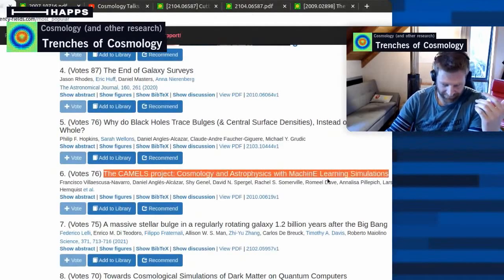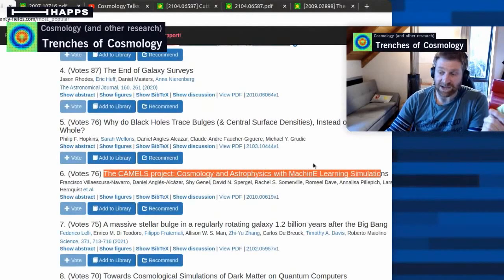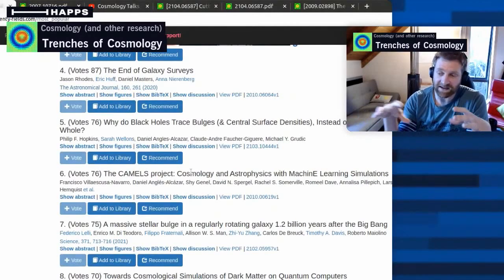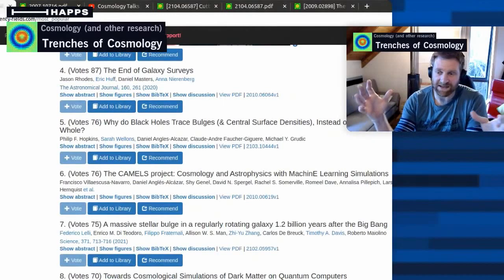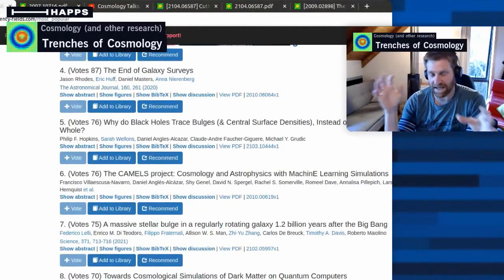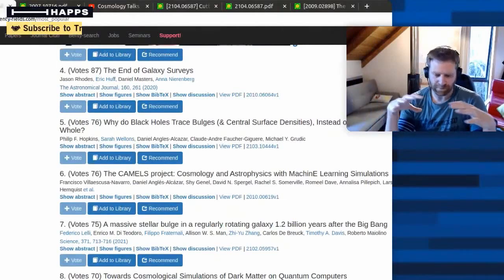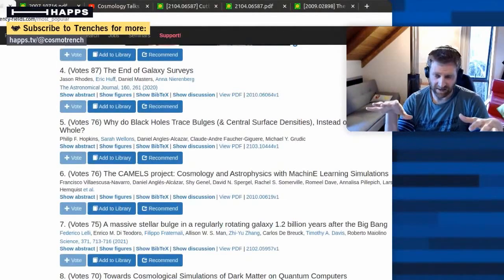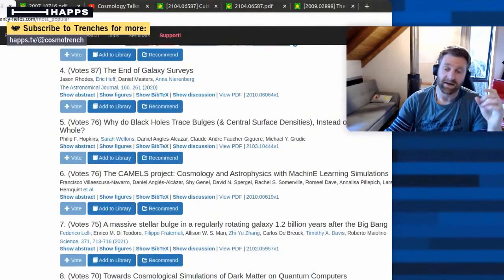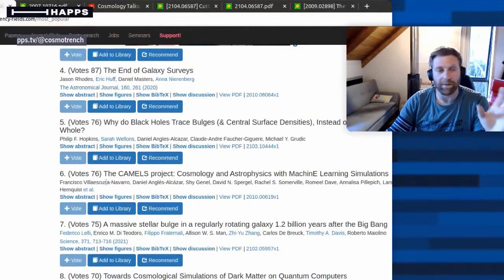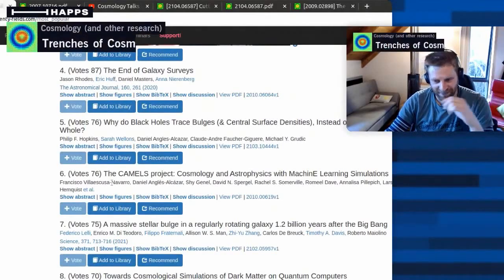This CAMELS project is a really cool thing. It is an application of machine learning to cosmology. So what they've done is they've run a whole bunch of different simulations of galaxy formation and galaxy evolution, and how this initial universe that is very homogeneous, it doesn't have very large density fluctuations, can evolve into a universe that has galaxies, planets, people, although they wouldn't be simulating at the level of planets and people.